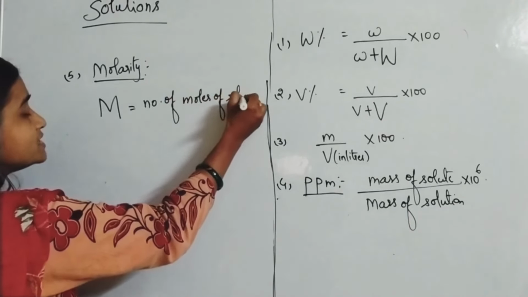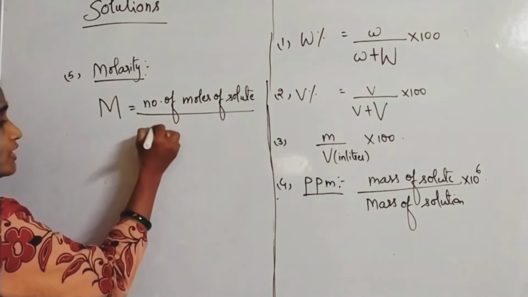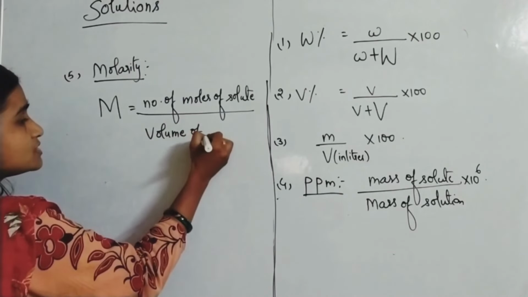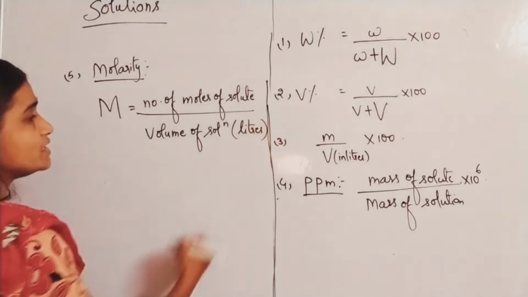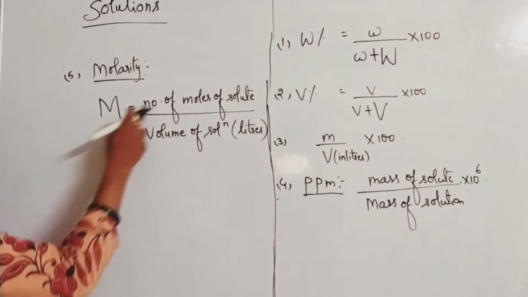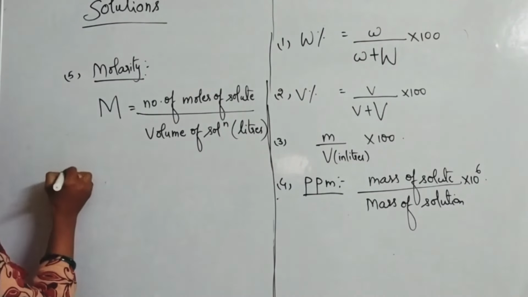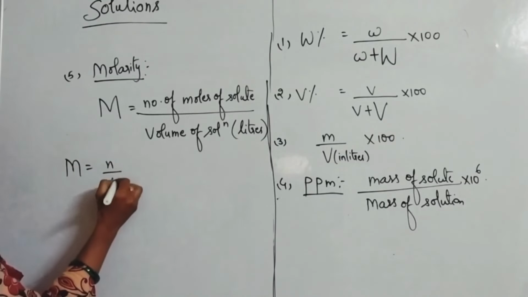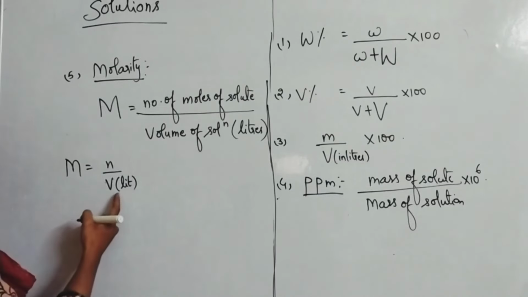It is given by the formula: number of moles of solute present in 1 liter of a solution, that is, the number of moles of solute by the volume of the solution in liters. You have to take the volume of the solution in liters. So M is equal to number of moles of solute by volume of solution in liters, which you can write as M equals N by V, with V taken in liters.